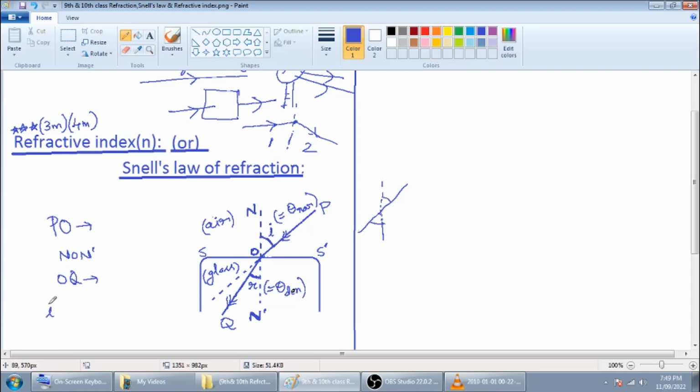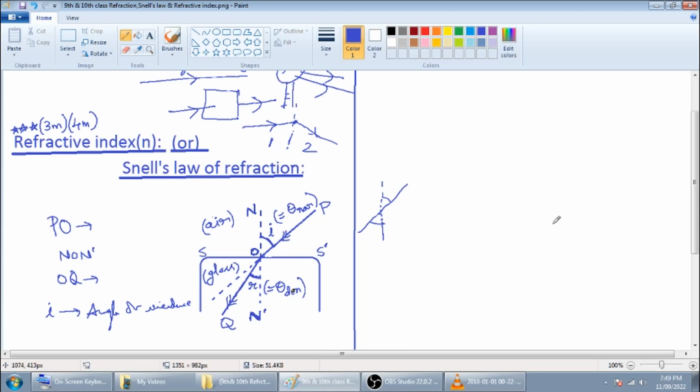So I is what here? Simply the angle of incidence. So angle of incidence, that's the name for the angle I. And the next important thing is the angle of refraction. These are the various terms that we have seen in this phenomenon of refraction.